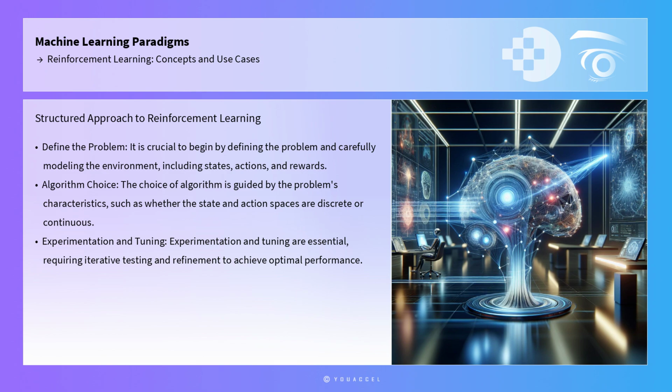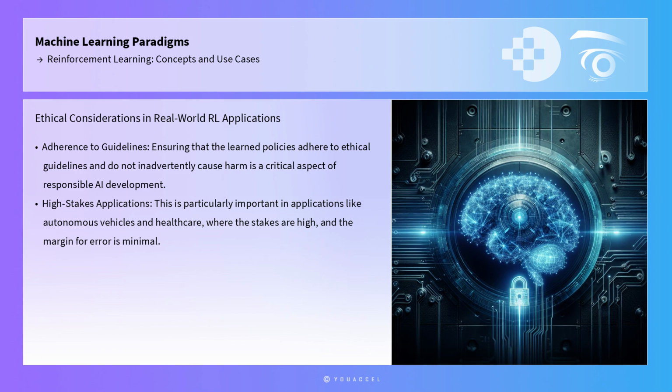Real-world RL applications also demand attention to ethical considerations and the potential consequences of deploying autonomous agents. Ensuring that the learned policies adhere to ethical guidelines and do not inadvertently cause harm is a critical aspect of responsible AI development. This is particularly important in applications like autonomous vehicles and healthcare, where the stakes are high and the margin for error is minimal.